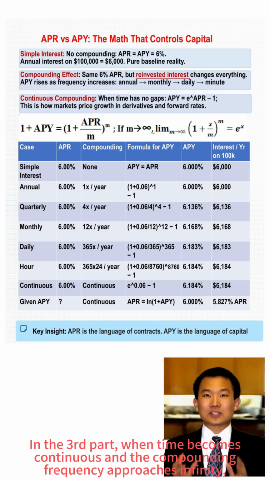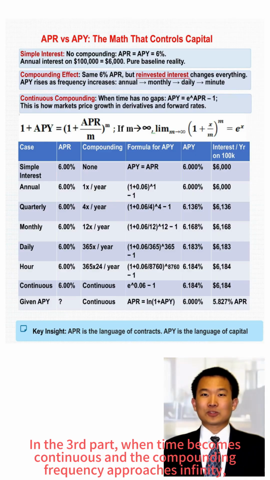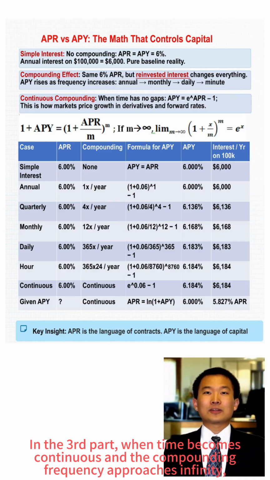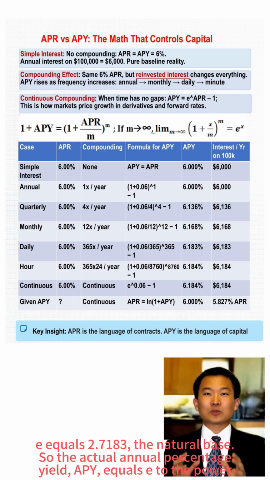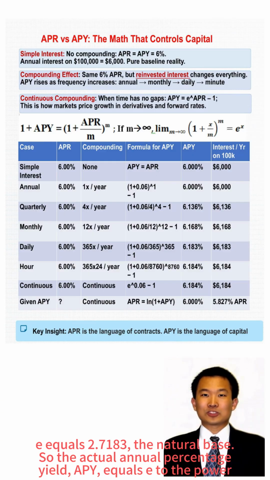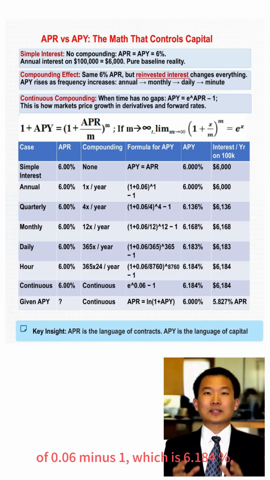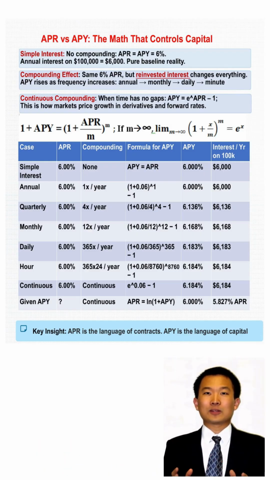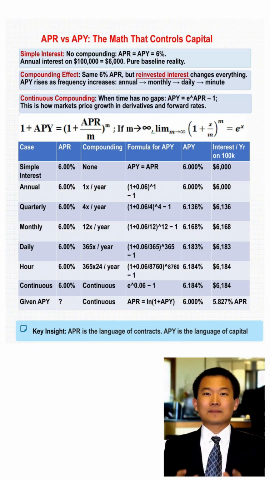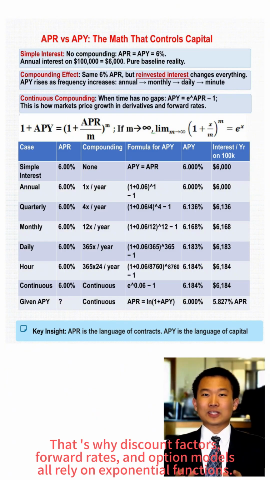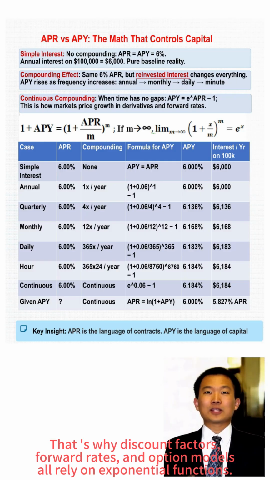In the third part, when time becomes continuous and the compounding frequency approaches infinity, calculus tells us that the mathematical limit is APY equals e to the power of APR minus 1, where e equals 2.7183, the natural base. So the actual annual percentage yield, APY, equals e to the power of 0.06 minus 1, which is 6.184%. Continuous compounding is not just a theoretical assumption, but rather the way the market prices things when there are no time gaps. That's why discount factors, forward rates, and option models all rely on exponential functions.